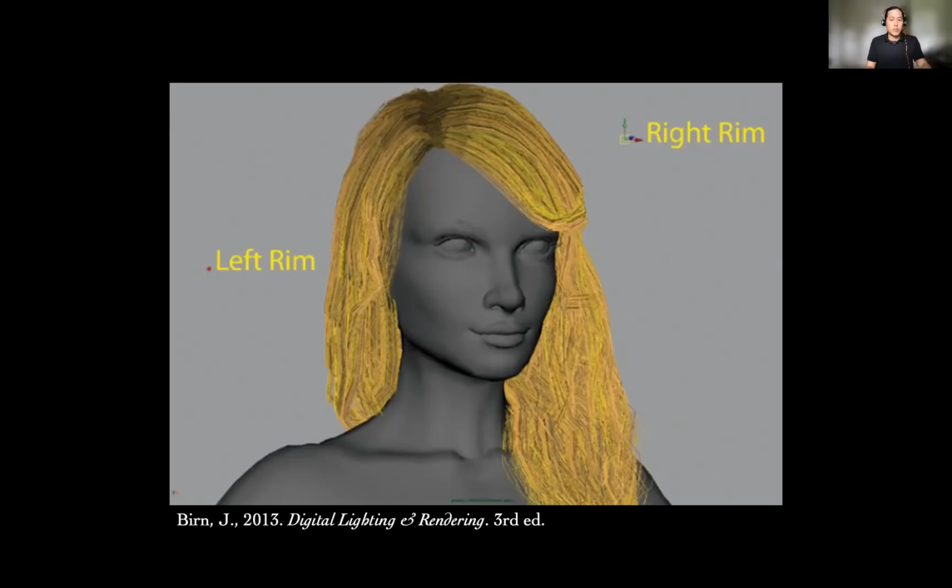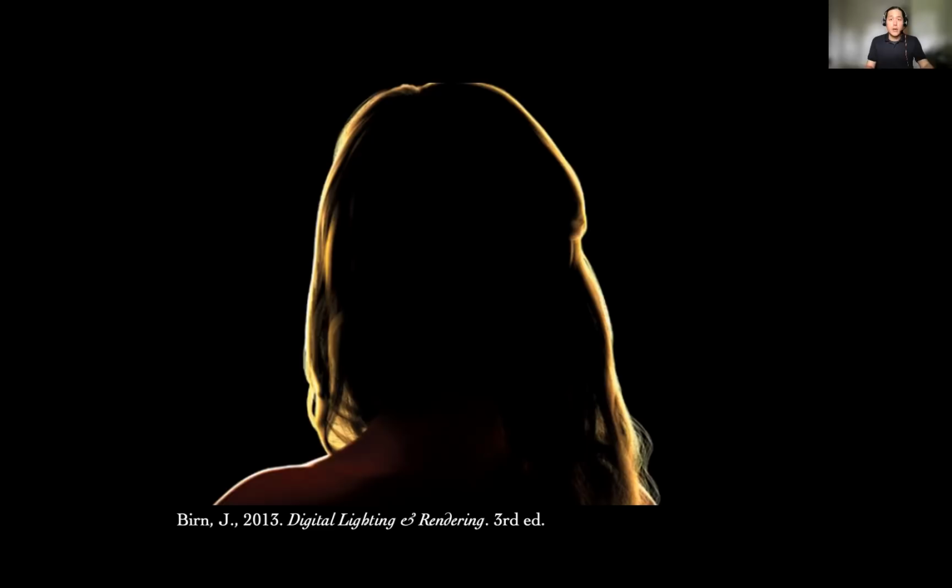Well, if you have a model with blonde hair, it will give her hair a glowing rim. So that's why it's called the rim light. It's there to make blonde hair glow.